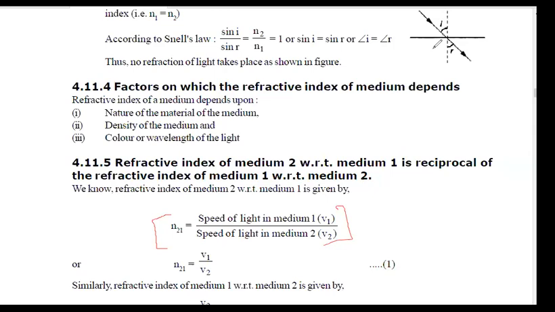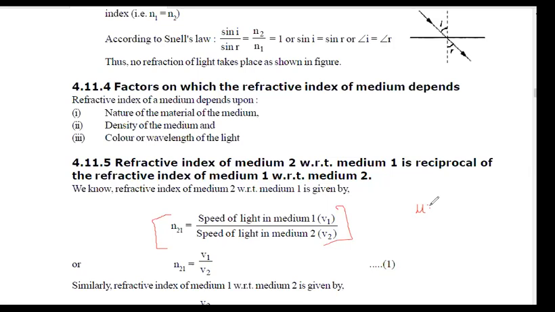Very good, Priyanshu. When we talk about absolute, it is speed of light in vacuum divided by speed of light in medium. Whenever you get confused, because sometimes you might get confused whether speed of light in vacuum will be on top or at the bottom, so always remember absolute refractive index will always be greater than one. Absolute refractive index is always greater than one.